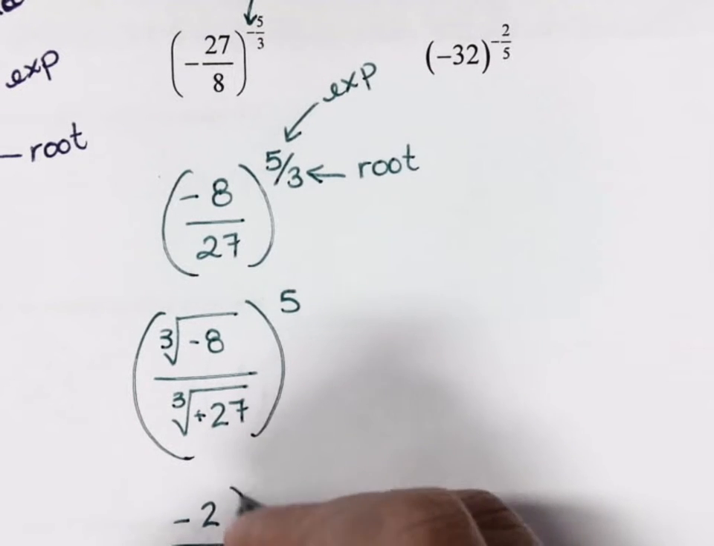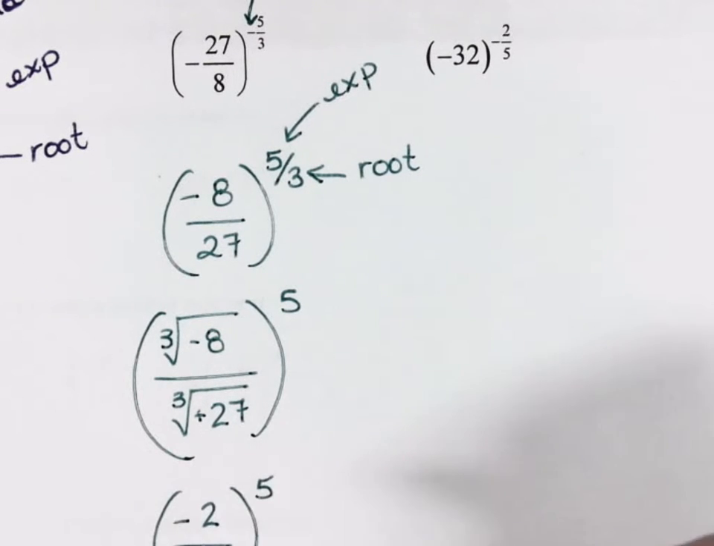Wait. How do you get minus 2 5? How do you get 5?